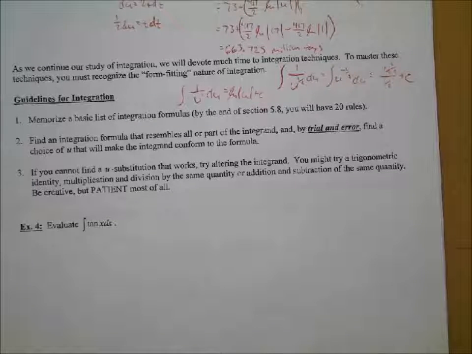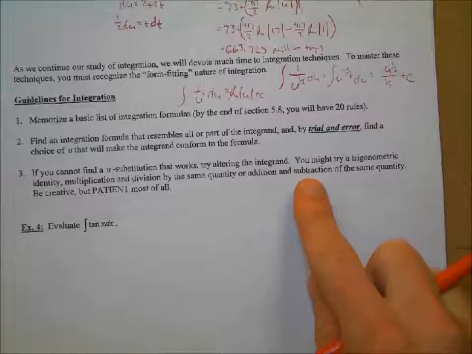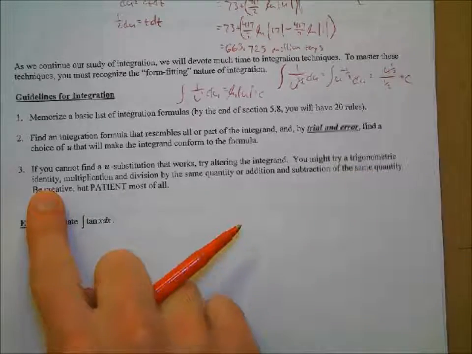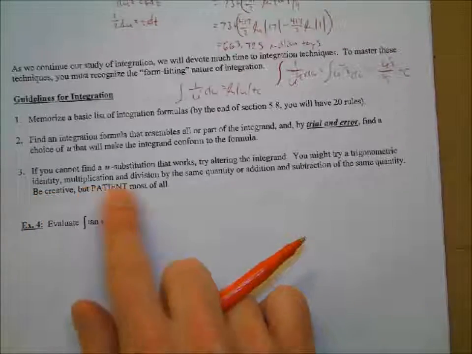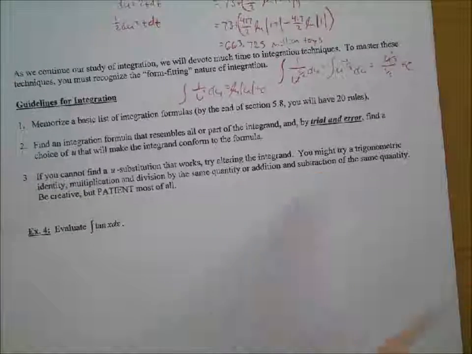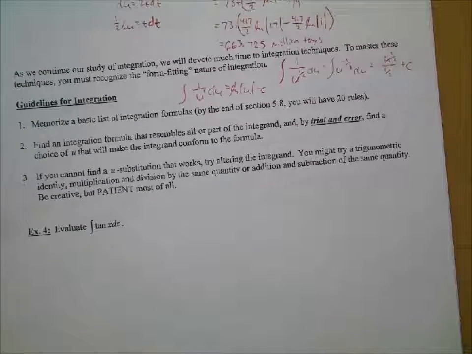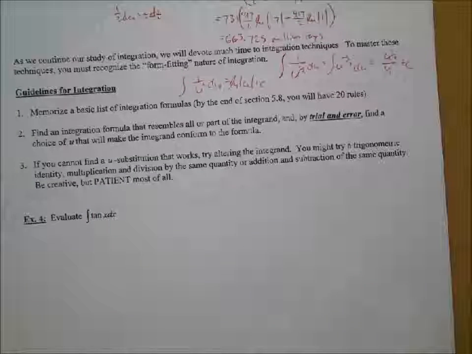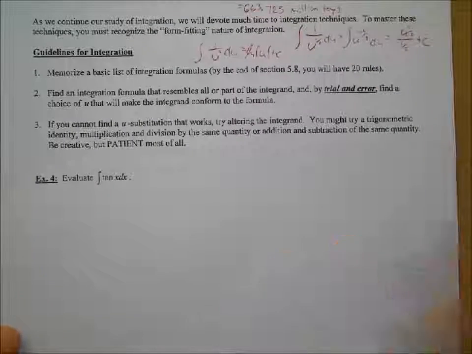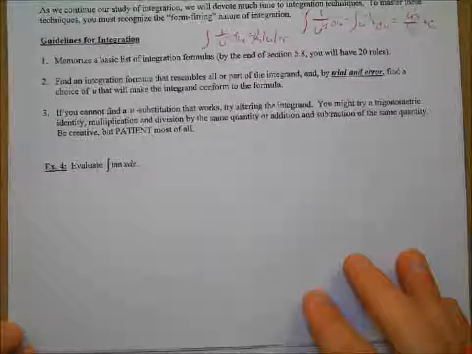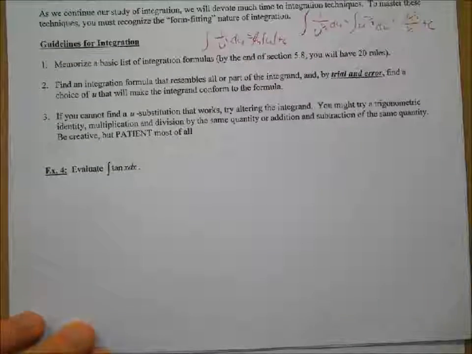And then finally, number 3, if you cannot find a U-substitution that works, try altering the integrand, like manipulating the integrand itself. Some options for that, you might try a trigonometric identity. You might try multiplying and dividing by the same quantity, or adding and subtracting opposite quantities, I'll say. Be creative, but patient most of all, okay? You must persevere through some of these problems. And of course, if you get super frustrated, we can look at it and help figure it out. Except if it's a test, then you're on your own.